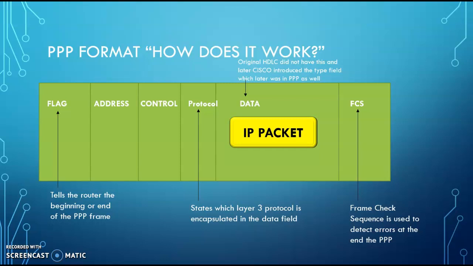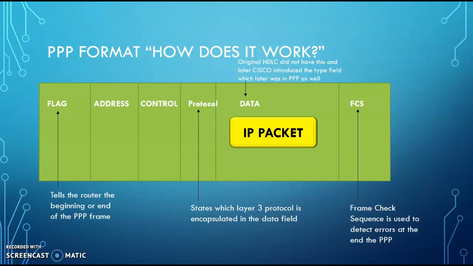It has changed through time. The original HDLC didn't have this data field basically, and then later on Cisco introduced this type of field, so that when the data type field could tell what type of IP packet it was, it could communicate more effectively. And then later on PPP introduced this data type field as well.